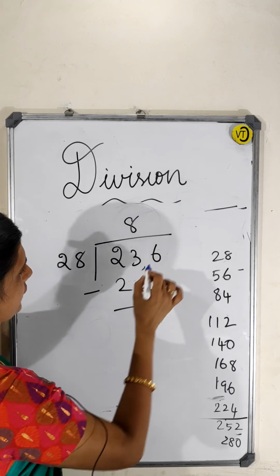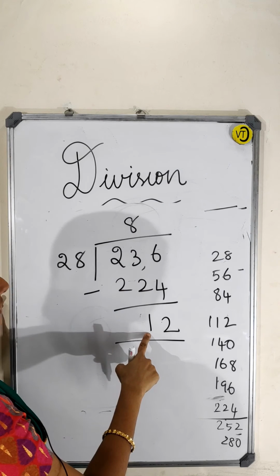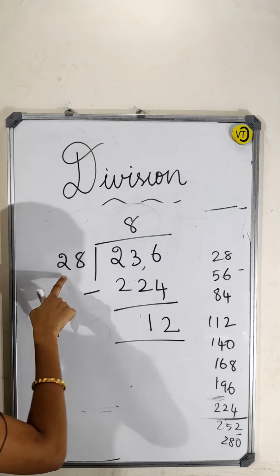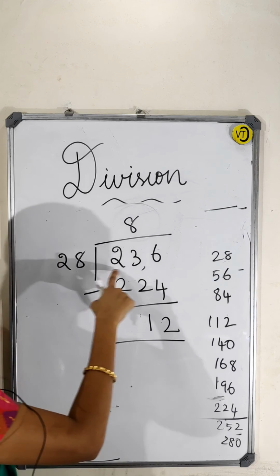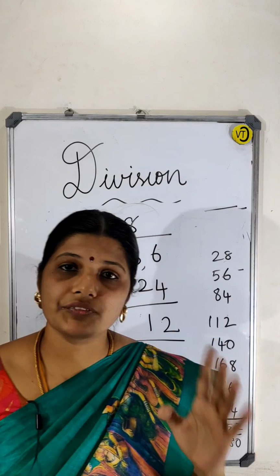236 minus 224. You have to subtract it. 6 minus 4 is 2. 3 minus 2 is 1. The remainder is 12. 8 is the quotient. 28 is the divisor. 236 is the dividend.